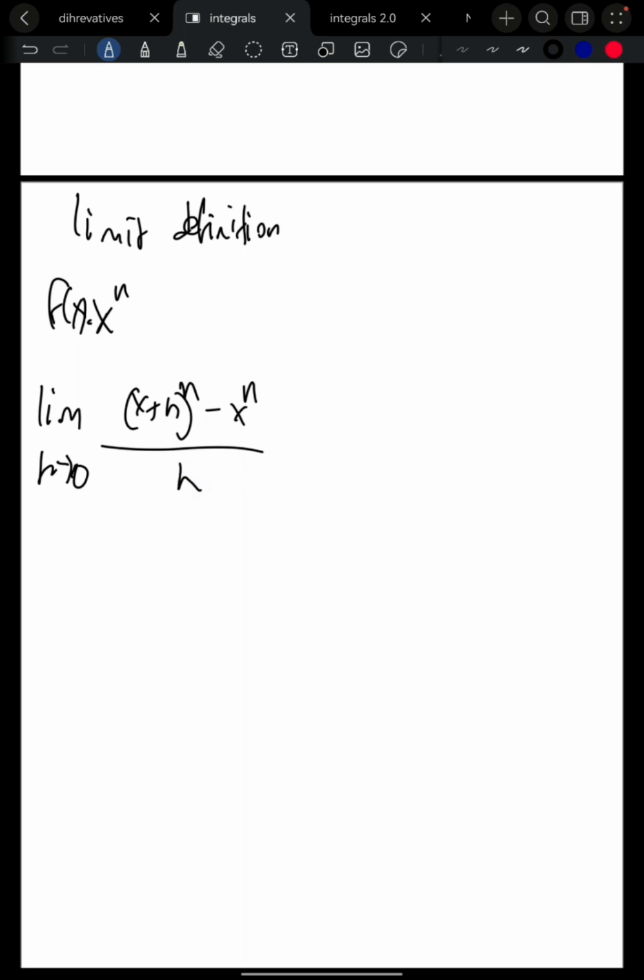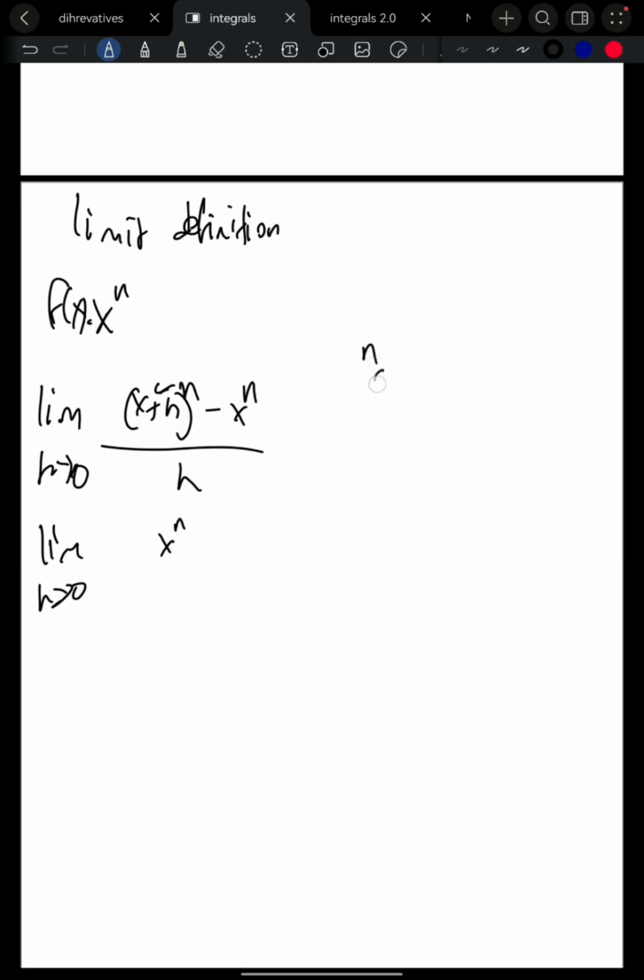Yeah, let's say you have a function x to the n, right? You want to find the derivative of this. So the limit definition would say it's the limit as h approaches 0 of x plus h to the n minus x to the n, divided by h, right? Yeah, this is easy. Okay, let's use the binomial expansion, right? So this is just going to be nC0 of x to the n, which is just x to the n, right?